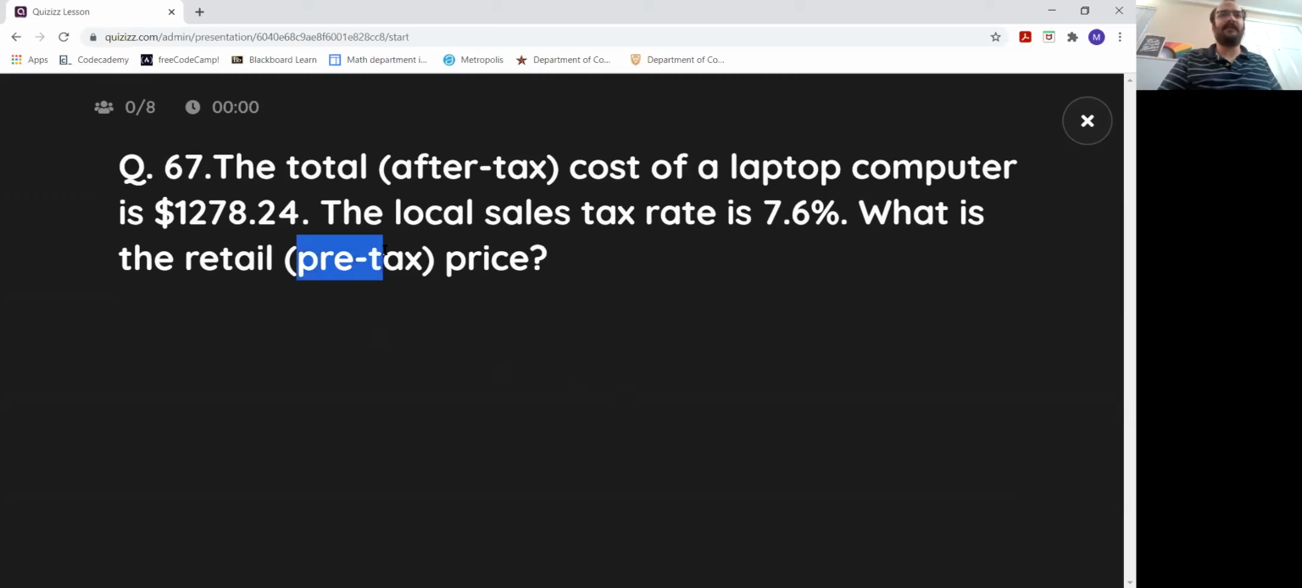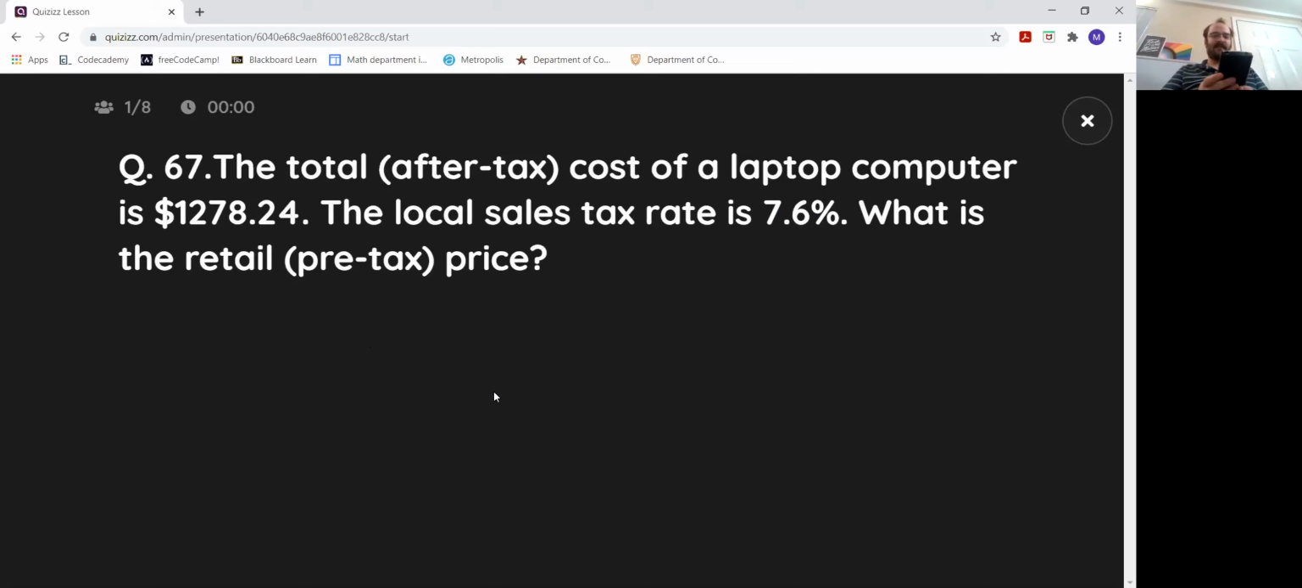Okay, so if we wanted to figure out something from a pre-tax price and it goes up 7.6%, that's going to be what? 107.6% of the pre-tax price is your after-tax. So 107.6% of this thing would mean that we're multiplying. So if we're multiplying 107.6 by our pre-tax price to get to here, how do we work backwards to figure out that direction?